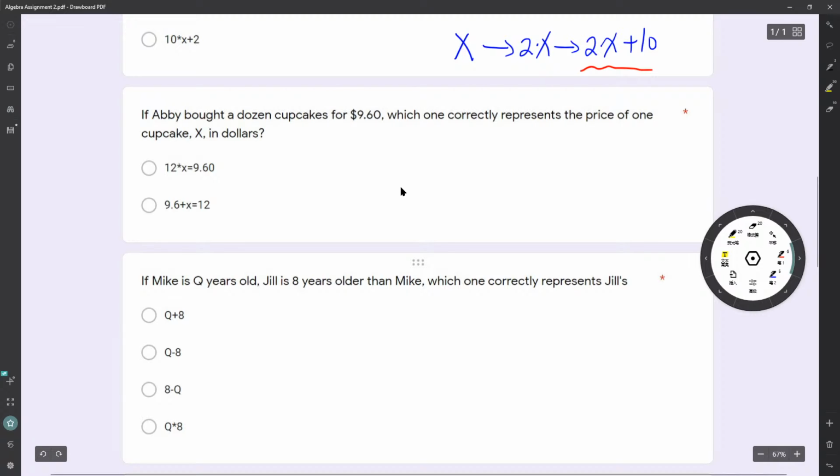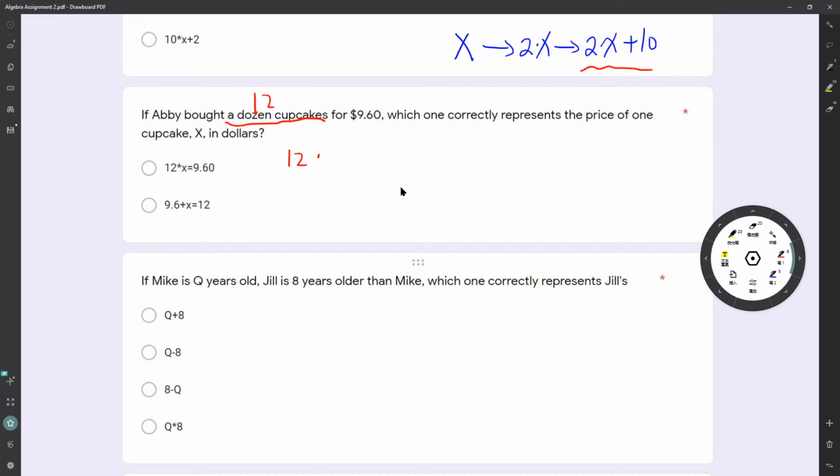If Abby bought a dozen cupcakes for $9.60, which one correctly represents the price of one cupcake X in dollars? So here we have a dozen cupcakes. That's 12, right? 12 cupcakes for $9.60. And which one can represent the price of one cupcake? So let's take a look at these two options. So 12 times X. We know X is the unit price.